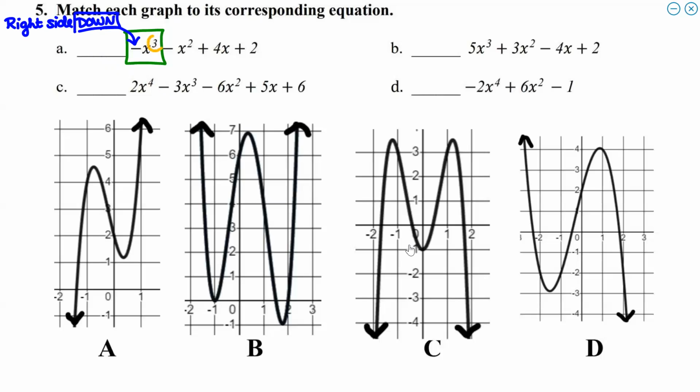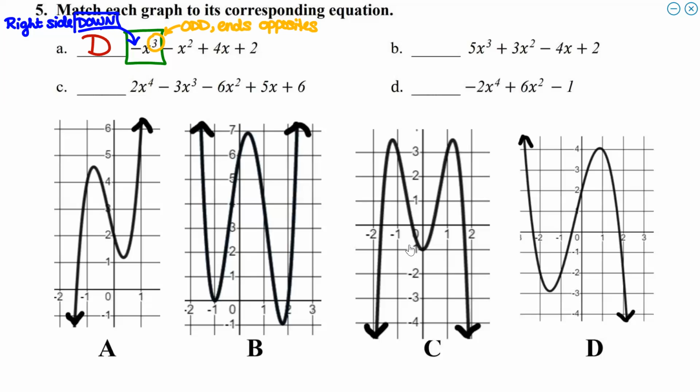This is where the degree comes in. What do you notice about that degree? It's odd. So what does that tell me about my ends? Ends are opposites. So which one, C or D? D. All right, let's go look at B.